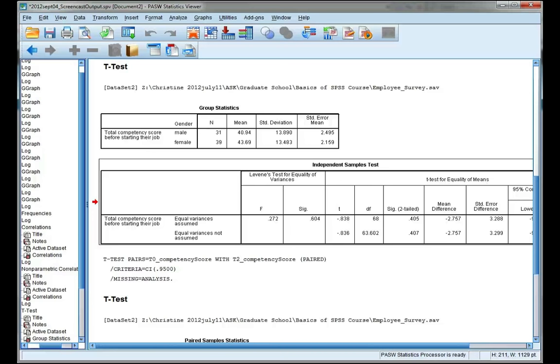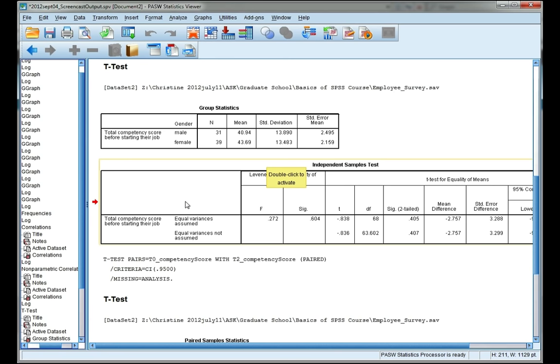All right, in this video, we're going to look at interpreting the output of an independent samples t-test. If you remember from the previous video, we were comparing the mean total competency score of males and females, and this competency score was taken before starting their job. We can see there were 31 males and 39 females in the sample, and the mean for males is slightly less than for females.